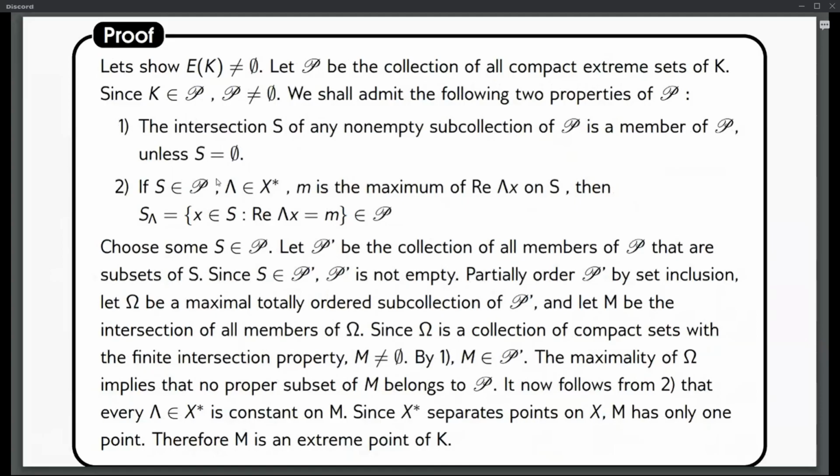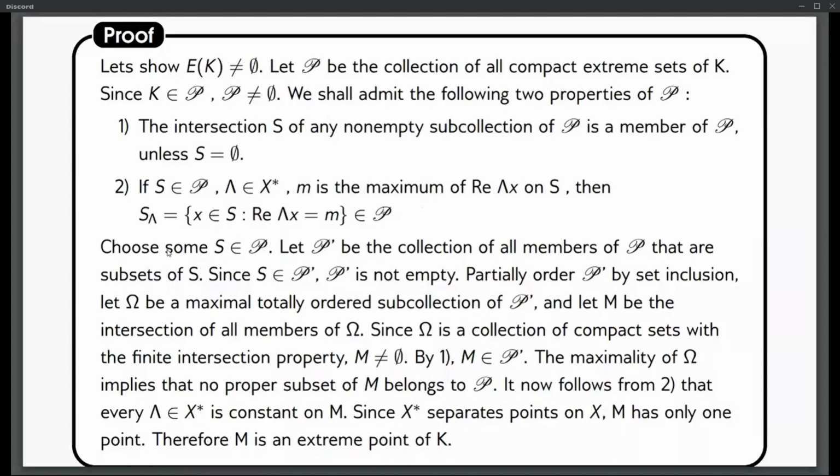And if S belongs to P, lambda is a linear function, and M is the maximum of real lambda of X on S, then the set S of lambda, the set of points such that real lambda of X is equal to the maximum value, is a member of P. And this is going to be key to our proof. What we're trying to prove right now is that an extreme point exists. We're going to prove that the least element, which we know exists, is going to be an extreme point.